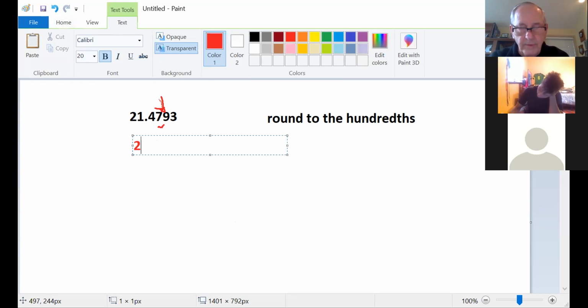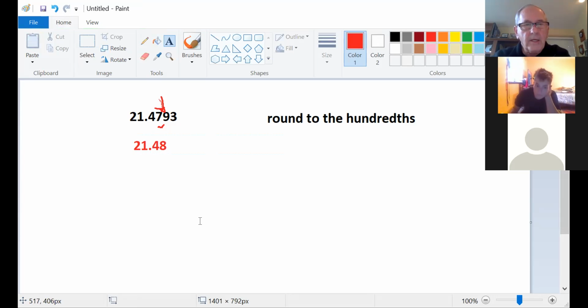So this number rounded to the nearest hundredth would be like this. That would be the answer. You don't put anything to the right of that. You just stop at that 8 because I'm saying round to the nearest hundredths. So 21.48 is this number rounded to the nearest hundredth. Okay.